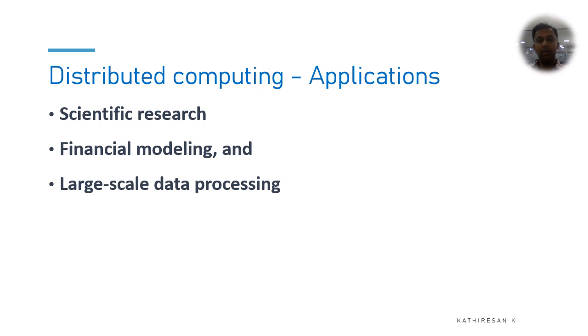The next we'll see what are the applications of distributed computing. So here, majorly scientific research, financial modeling, and large-scale data processing are the main applications of distributed computing. Let me go with an example. Imagine you are a scientist trying to study the behavior of a complex system like the weather or the human brain. You have a lot of data to analyze, but too much for one computer to handle. So that's why distributed computing comes in.